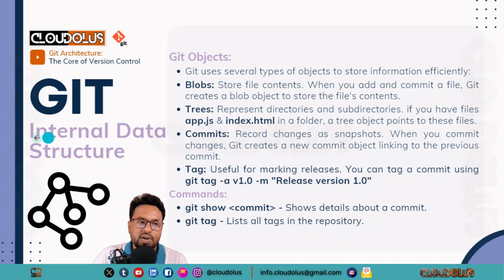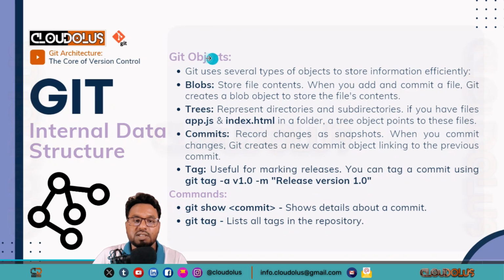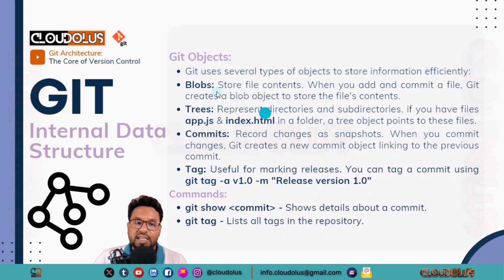So this is the overview of Git internal structure, where the Git objects are blobs, trees, commits and tags, with the commands used over all the changes. Blobs store the content, trees represent the directories and subdirectories, a commit is a record of the changes as a snapshot, and a tag marks a release. These are the object overview.